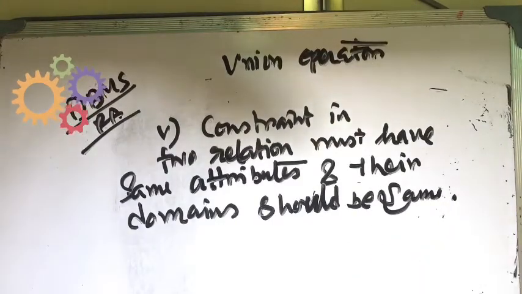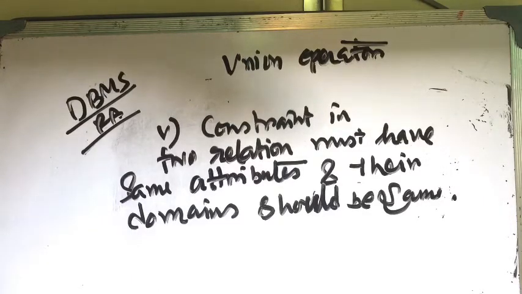So the constraint is that both relations must have the same attributes. Suppose one table has attributes A, B, C, then the second table must have attributes A, B, C, because the attributes should be the same. If A is varchar in the first table, it must be varchar in the next table. If B is a numeric number, B must be a number. They must be compatible. So this is the constraint for the union operator.